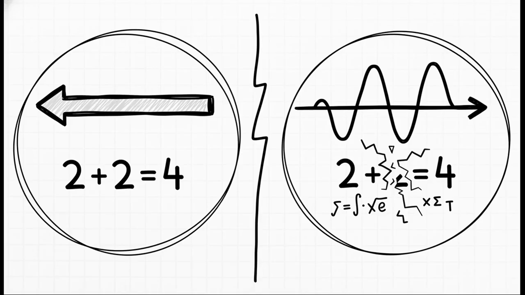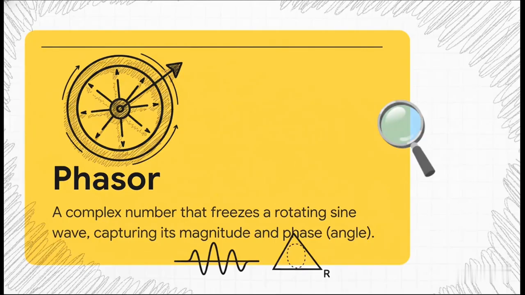A new, much more sophisticated language was needed to describe this constant state of flux. And the solution was absolutely brilliant. It's called a phasor. The best way to think of it is like a stop-motion photo of a spinning wheel. That spinning wheel represents the oscillating sine wave. A phasor is a vector, an arrow, that freezes that wheel in time, capturing both its length, which is the wave's amplitude, and its angle, which tells you its position in the cycle, or its phase. Suddenly, messy wave problems turn into simple geometry.